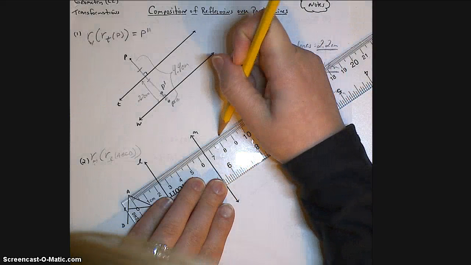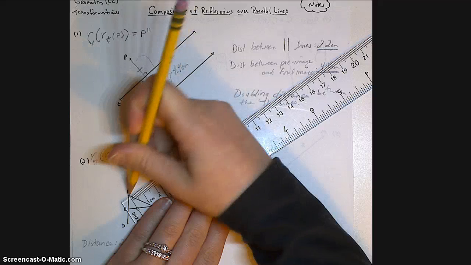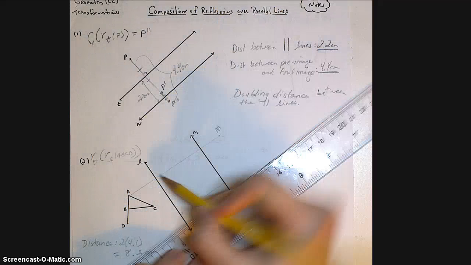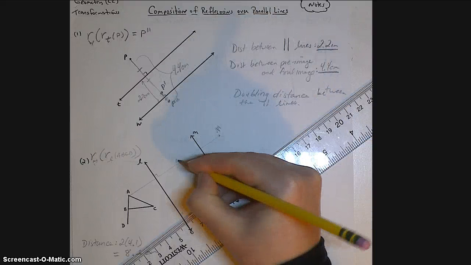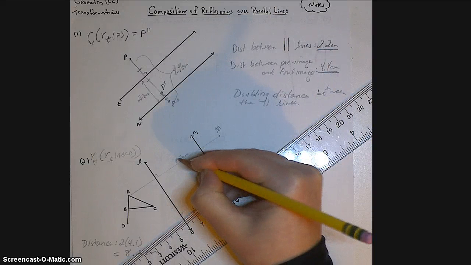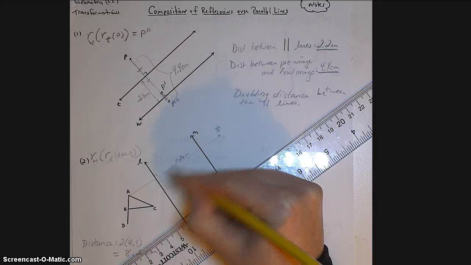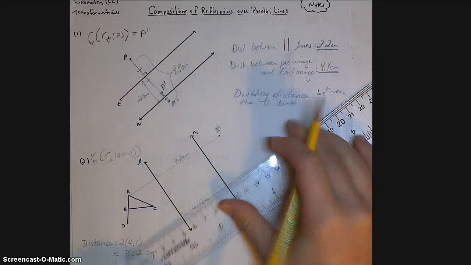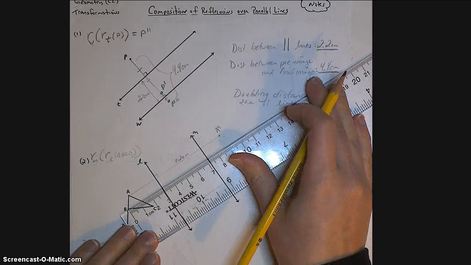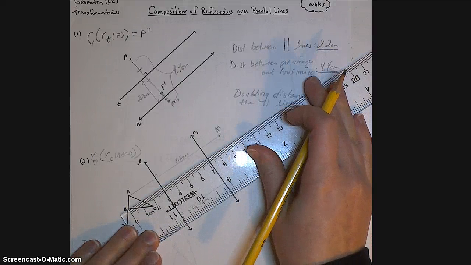8.2. This is 8.2 centimeters. So from A to A double prime should be perpendicular to the line of reflection and 8.2 centimeters away. And now we're just going to do the same thing for all the other points.